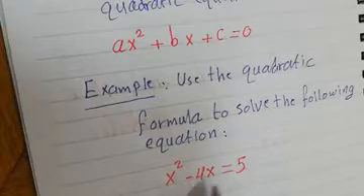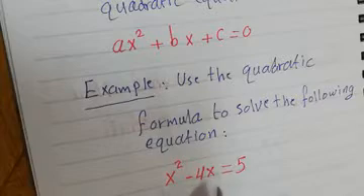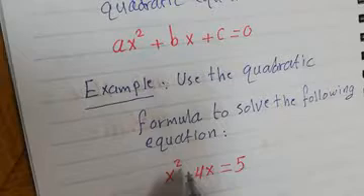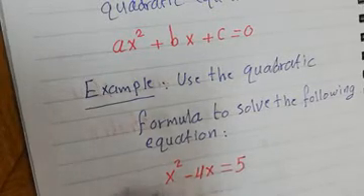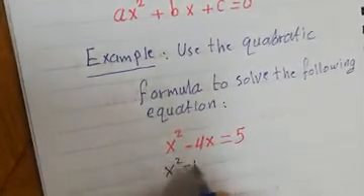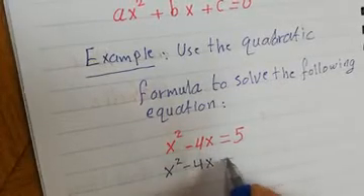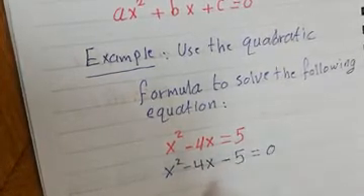Now, this equation is not written in the standard form. So first, you have to write it in standard form. I will transfer this 5 to the left side to make this side 0. So it will be x squared minus 4x, transfer this, it is positive, it will be negative 5 equals 0.